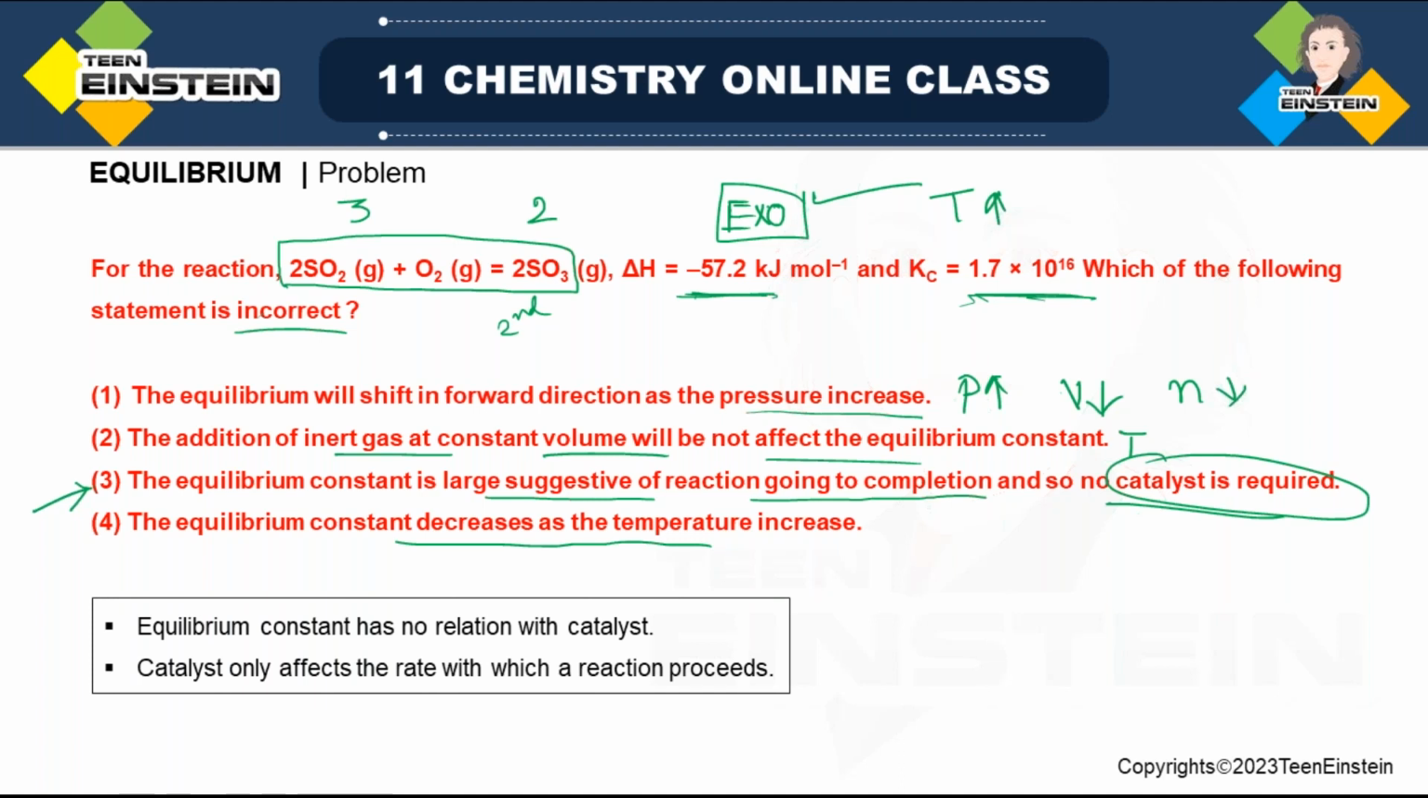Catalyst affects the rate with which a reaction proceeds. Okay. So it has an effect only on rate. So in this case, we have already seen either V2O5 or platinum used as catalyst. So the statement that no catalyst is required is obviously not true. So the third option, that statement is incorrect.